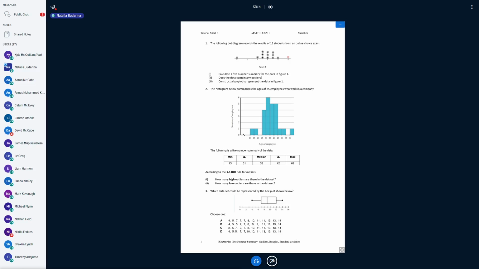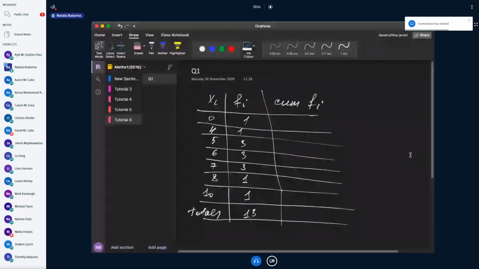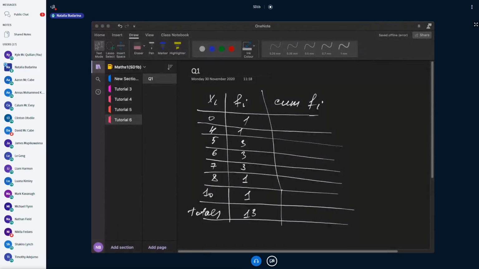Okay, now we're going to check this. I share the screen and see what you have. Look, you have your xi, all different values, 0, 4, 5, 6, 7, 8, 10. And second column, it's fi, the frequency: 1, 1, 3, 3, 3, 1, and 1. And total frequency is 13, so we have 13 points. This is the frequency distribution, the first two columns.